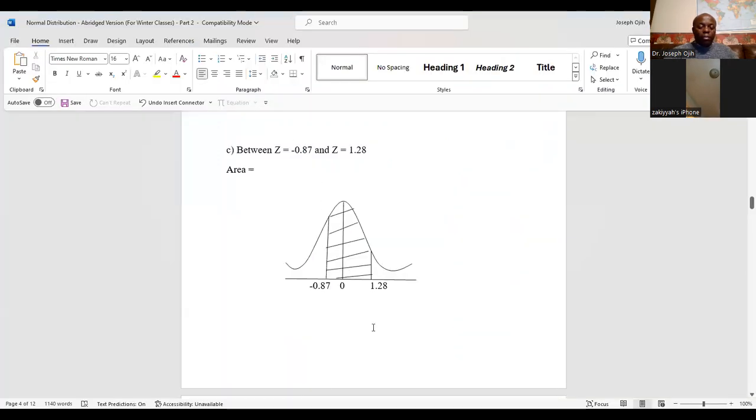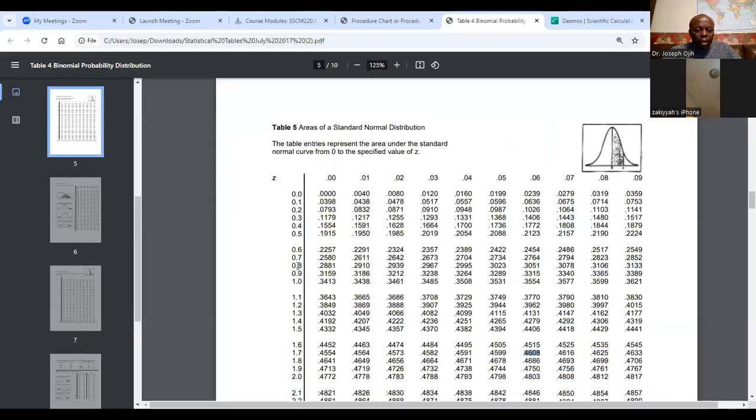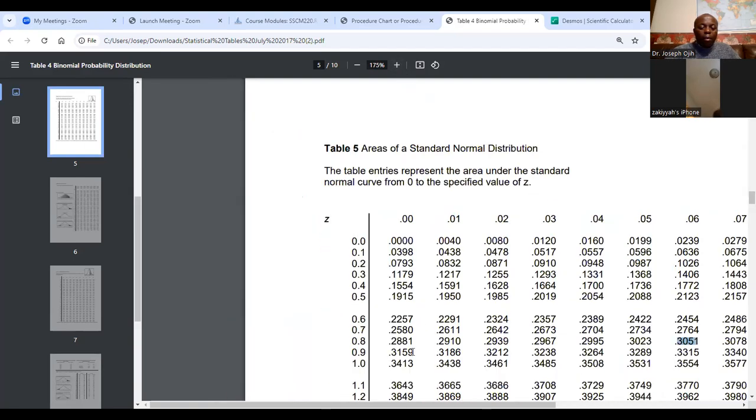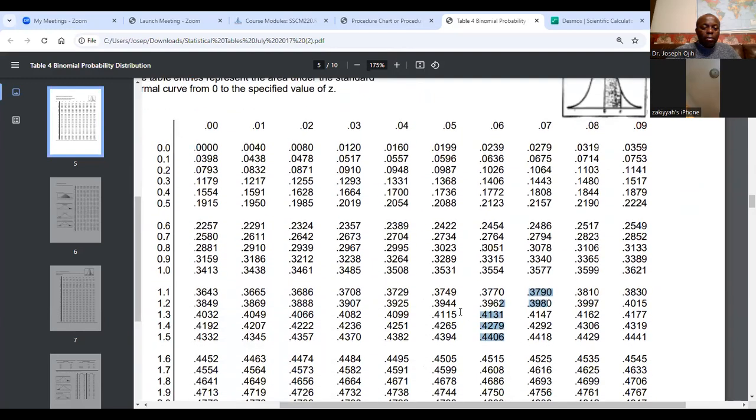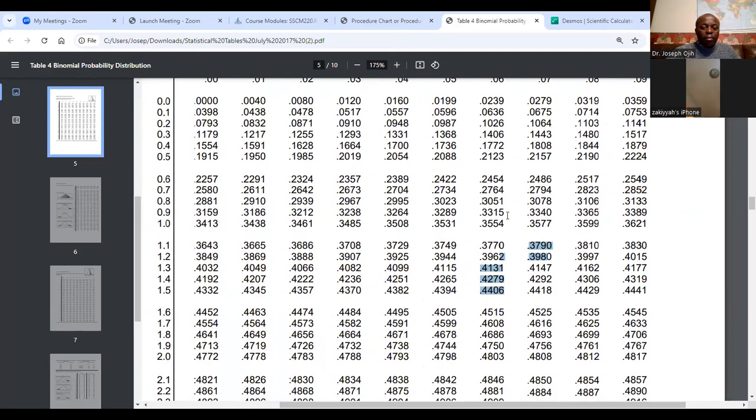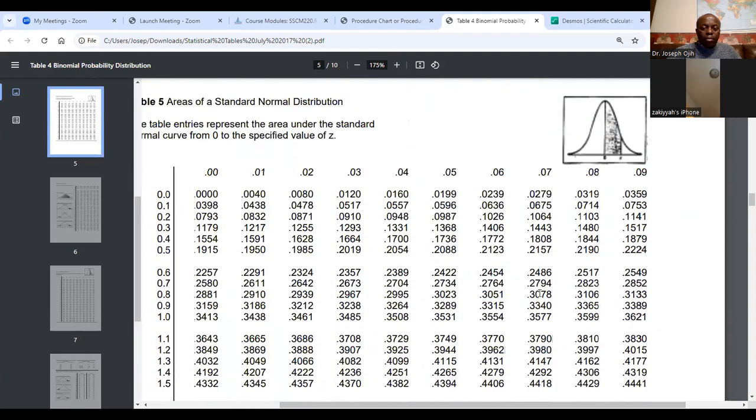So for 0.87, I'll have 0.8 under 7. 0.8 is right here, go under 7. Okay. Here and make it bigger. 0.8. Let's see right here. Go under 7. See, 7 right there. And this is 0.8 under 7. So I got 0.3078. Plus, because you said add.